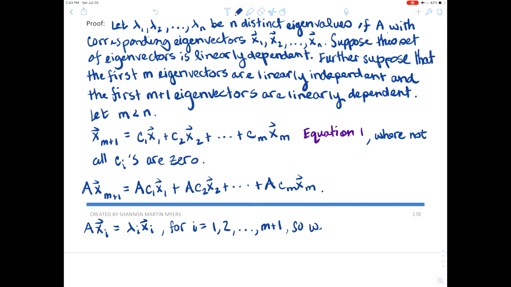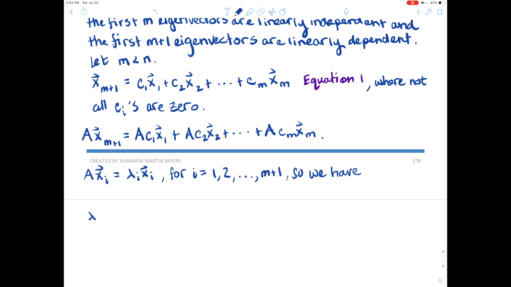So we have lambda m plus 1 times x m plus 1 on the left, and that's going to equal to what? Beautiful. c1 times lambda 1 x1 plus c2 times lambda 2 x2 all the way down to cm times lambda m xm. All right, well, let's call this one equation 2.